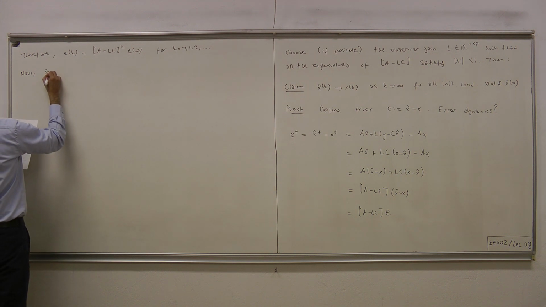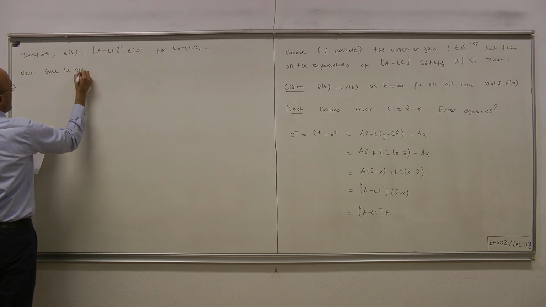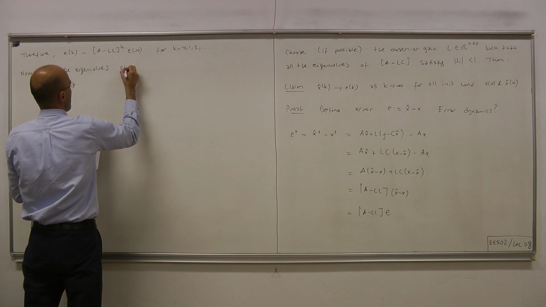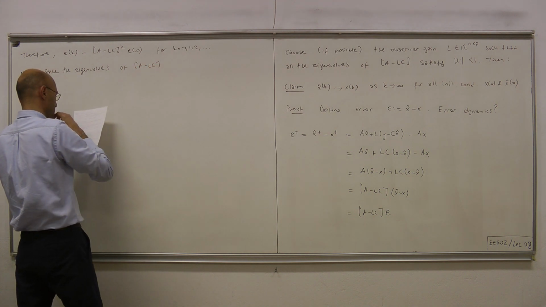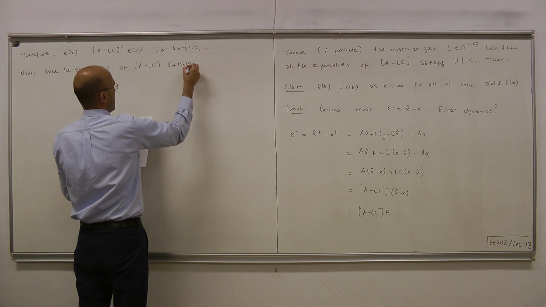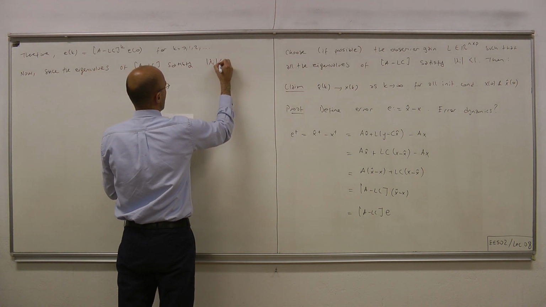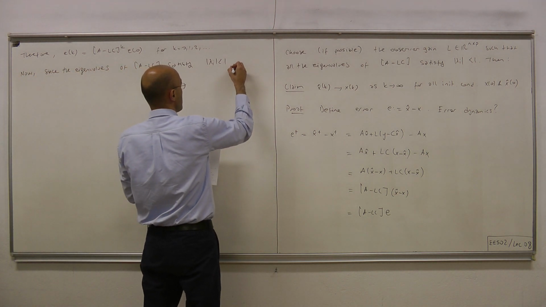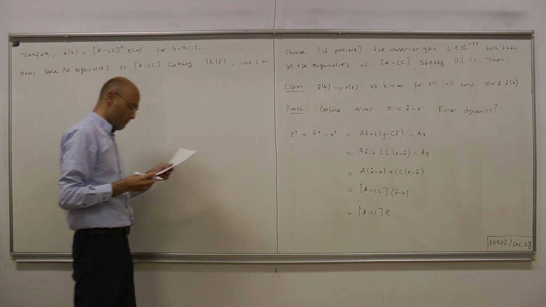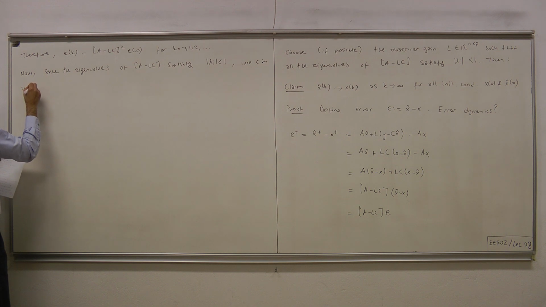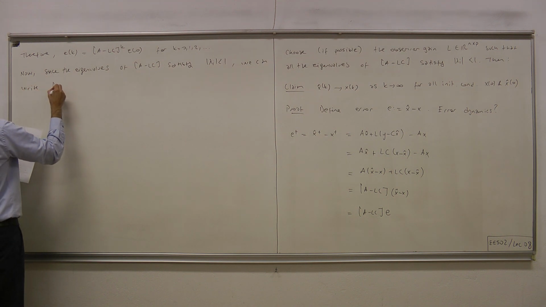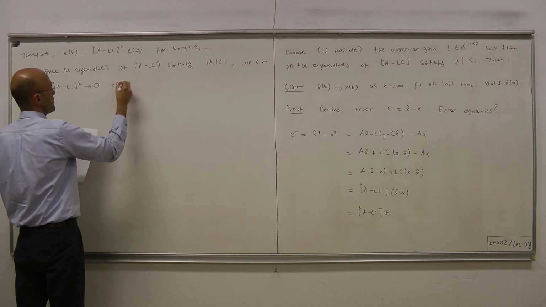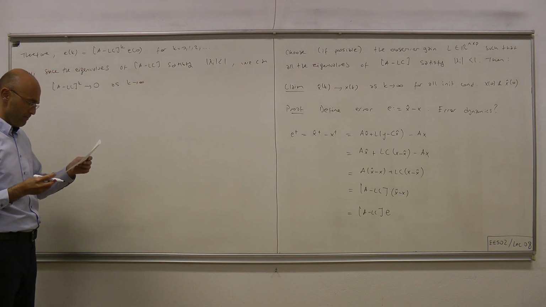Now, since the eigenvalues of the A minus LC matrix satisfy this condition, later we are going to call this condition the stability condition for the discrete time system. We can write that (A minus LC) to the power k goes to zero as k goes to infinity.